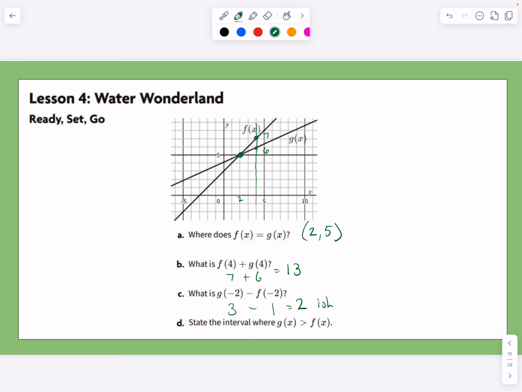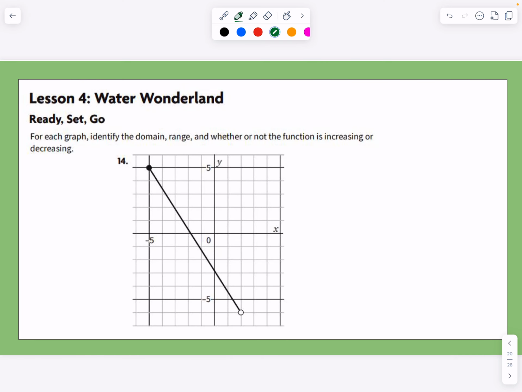All right, state the interval where g of x is greater than f of x. So where is g of x larger than f of x? Well, that's going to be right through here, all the way to that point. So what is that interval? It's everywhere from negative infinity, because it's all the way that way, it's always bigger, all the way to this point right here, which happens to be at 2.